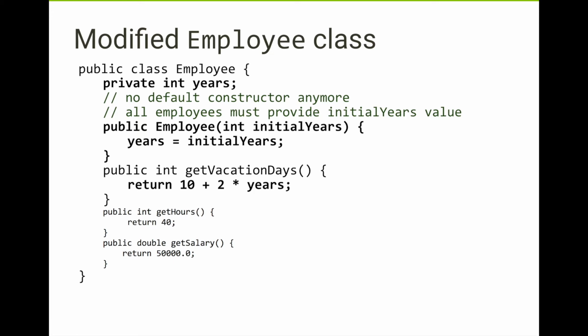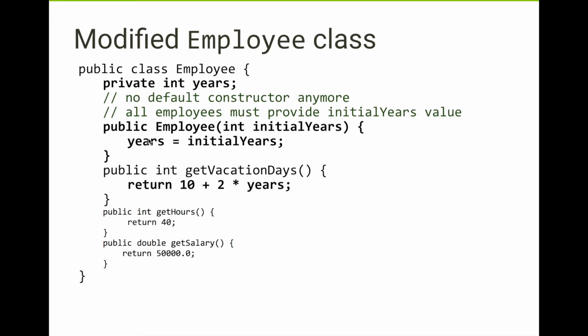All right, here we go. We got this employee class. What we did was we added this instance field. We've added some new state to this employee class. I've added the number of years that they've been with this company. And then I changed the constructor. So the employee constructor now takes a parameter. It is the initial years that they've been with this company.